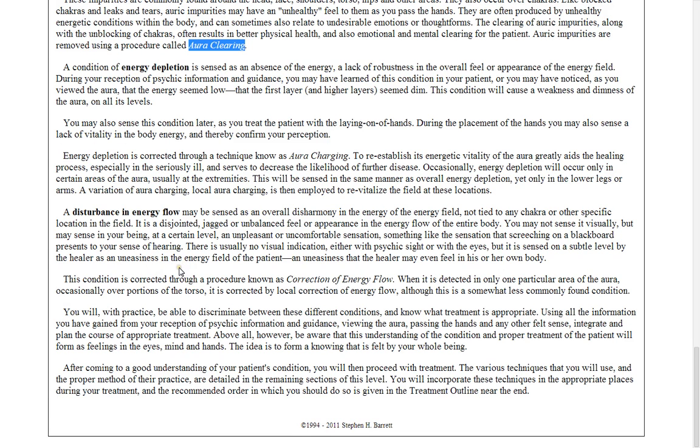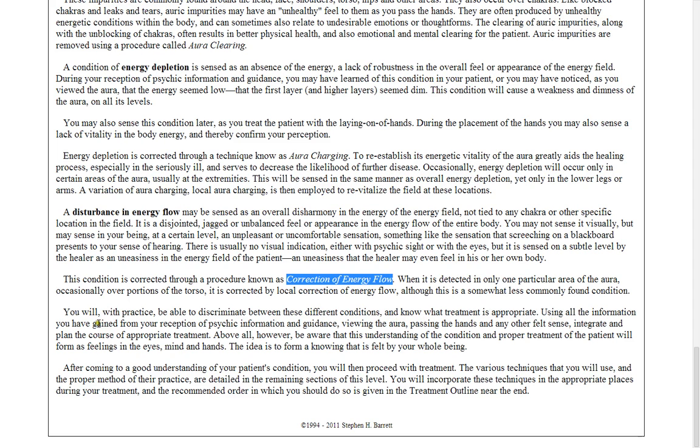There is usually no visual indication, either with psychic sight or with the eyes, but it is sensed on a subtle level by the healer as an uneasiness in the energetic field of the spirit. An uneasiness that the healer may even feel in his or her own body. This condition is corrected through a procedure known as correction of energy flow. When it is detected only in one particular area of the aura, occasionally over portions of the torso, it is corrected by local correction of energy flow. Although this is a somewhat less commonly found condition, you will, with practice, be able to discriminate between these different conditions and know what treatment is appropriate.